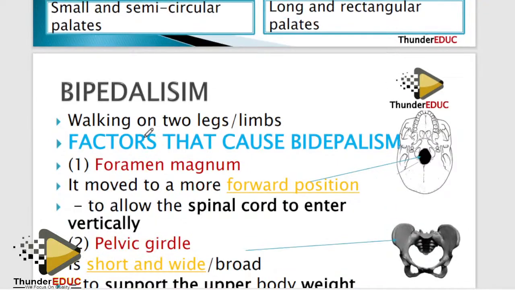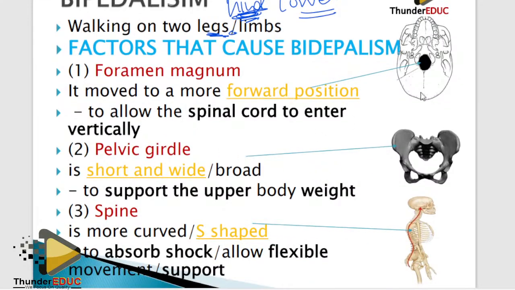That's all cool. Then here, walking on two legs, or walking on two hind limbs. The word hind must be there. Or lower limbs. You can say lower limbs, or you can talk about hind limbs. So make sure that when you are defining bipedalism, you don't mess it up, as that is also a small update. Factors that affect bipedalism, please know them: position of foramen magnum, the shape of the pelvic girdle, and then the shape of the spine.